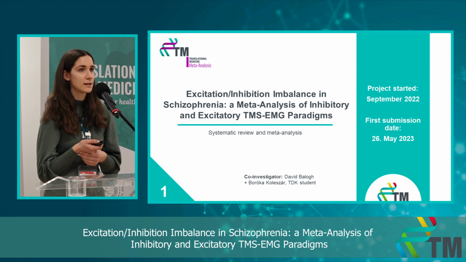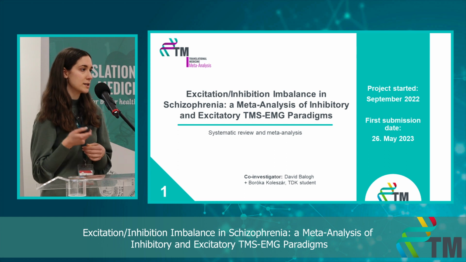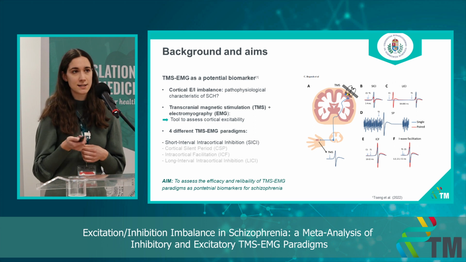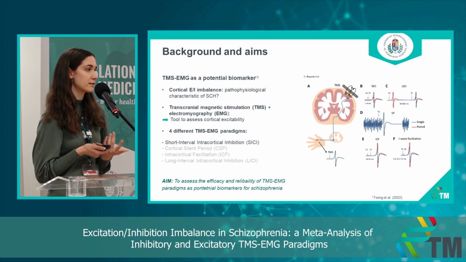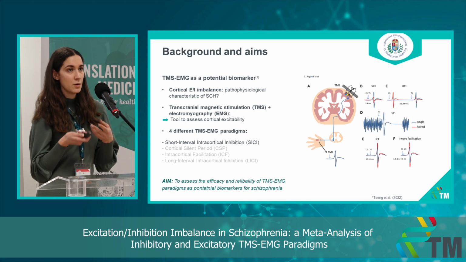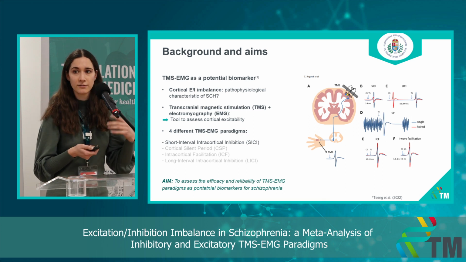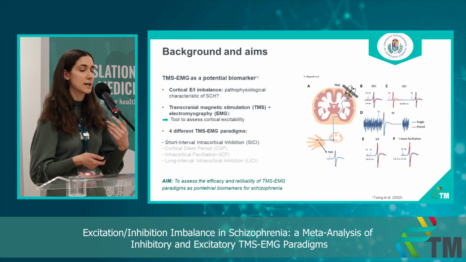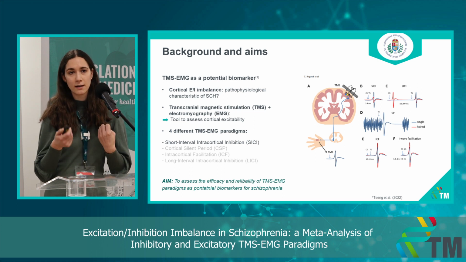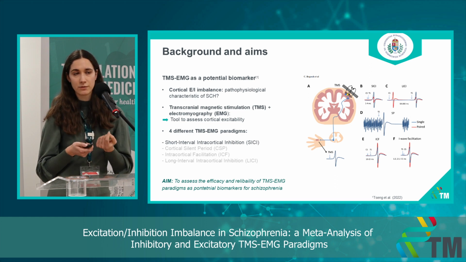In my first study, I focused on excitation inhibition in the brain using transcranial magnetic stimulation and electromyography. Cortical excitation inhibition imbalance has been described as a pathophysiological characteristic of schizophrenia. When transcranial magnetic stimulation, TMS, is combined with electromyography, we can use this as a tool to assess this kind of cortical excitability. On the graph, you can see that if stimulation is given to the motor cortex, we can elicit a motor response in the muscle that can be measured with electromyography. Depending on the strength and the interval between two stimulations, we can distinguish between excitatory and inhibitory mechanisms.